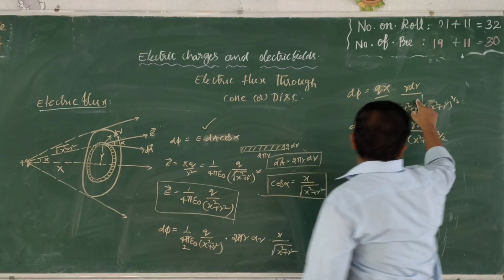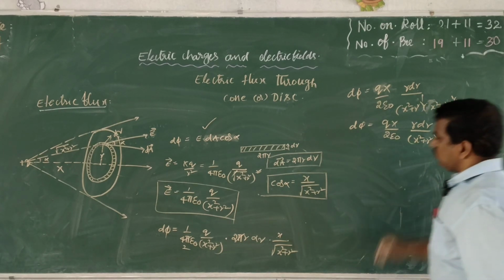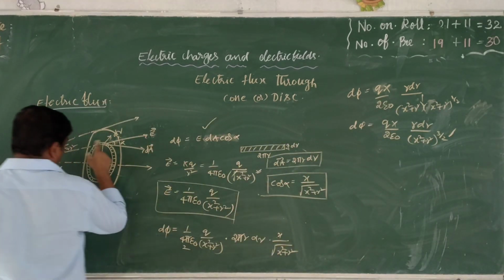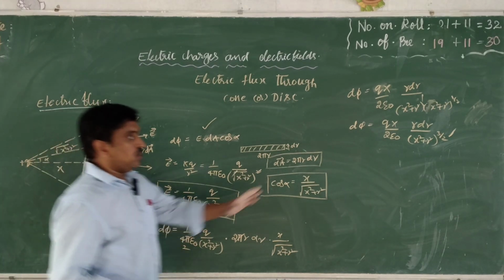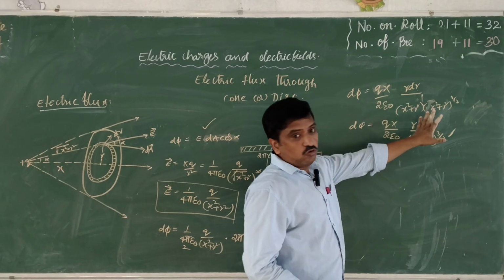Why 1 plus 1 by 2? Because the bases are equal, the powers are added: 2 plus 1 gives 3 by 2. So what is the electric flux through this elemental ring? d phi equal to q x by 2 epsilon naught, r dr by x square plus r square whole power 3 by 2.